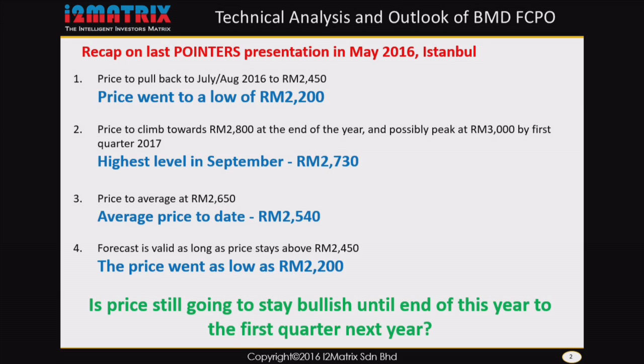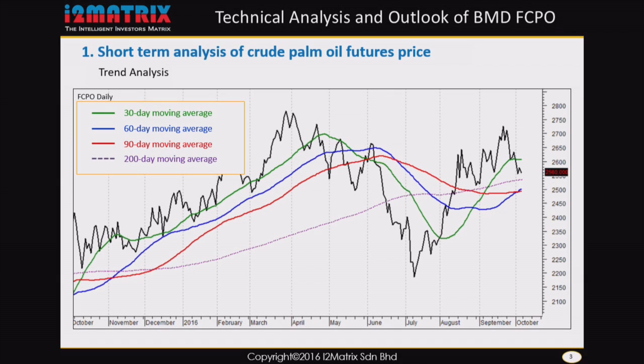So are we still looking at a bullish market? Is my earlier forecast for the little bit longer term, whether the price is going to go to 2,008 or even 3,000 ringgit by the end of the first quarter next year, whether it will happen, we'll take a look at the current price movements. So you can see over here in June, the price broke below 2,450 ringgit. It went as low as 2,200 ringgit in July, and it rebounded back in August above the 2,450 ringgit level. So it took about a month for the price to stay below 2,450 ringgit.